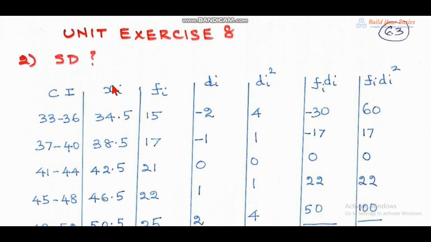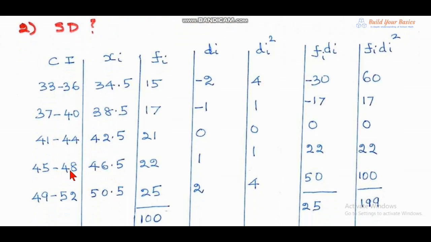Let us find the mid values of class intervals, that is xi. 33 plus 36 divided by 2, 34.5. 37 plus 40 divided by 2, 38.5. 41 plus 44 divided by 2, 42.5. 45 plus 48 divided by 2, 46.5. 49 plus 52 divided by 2, 50.5.